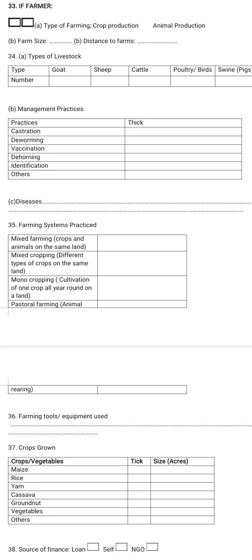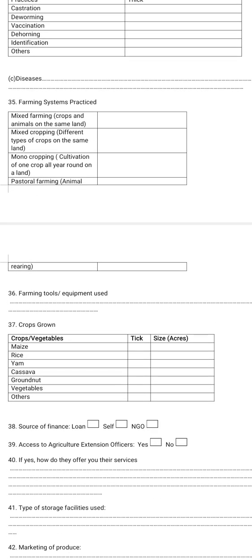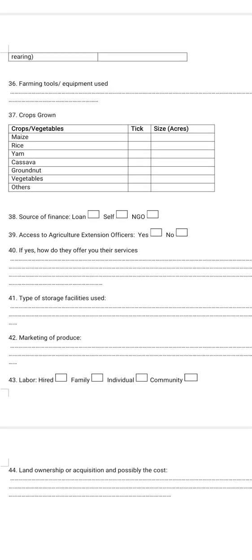Farming systems practiced: is it mixed farming, mixed cropping, monocropping, pastoral farming? Ask all of them. Then you take the one with the numbers in addition to that. Then the farming tools and equipment that they use for their farming, you indicate it. You ask them to tell you the equipment that they use, if they are into farming. Crops grown, they will tell you. Then the size in acres that they grow each of those crops.